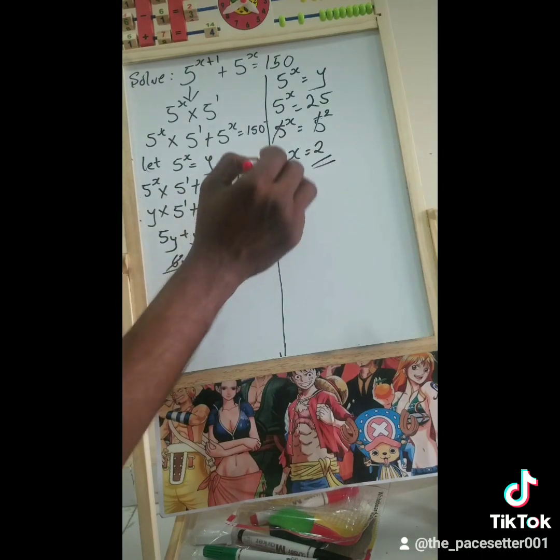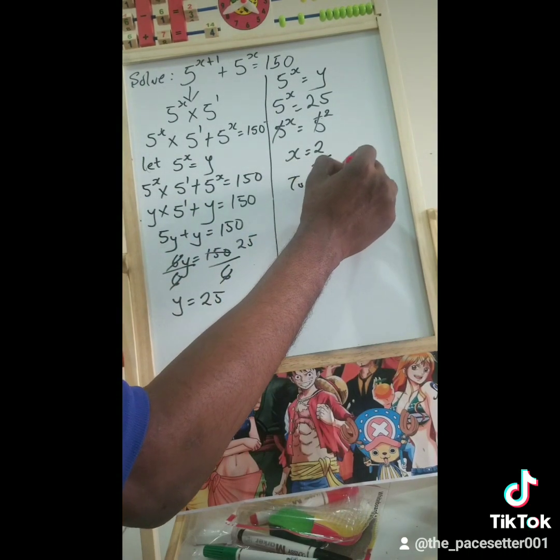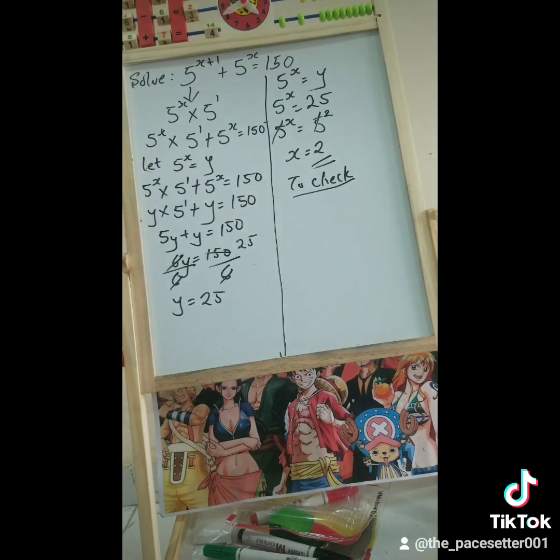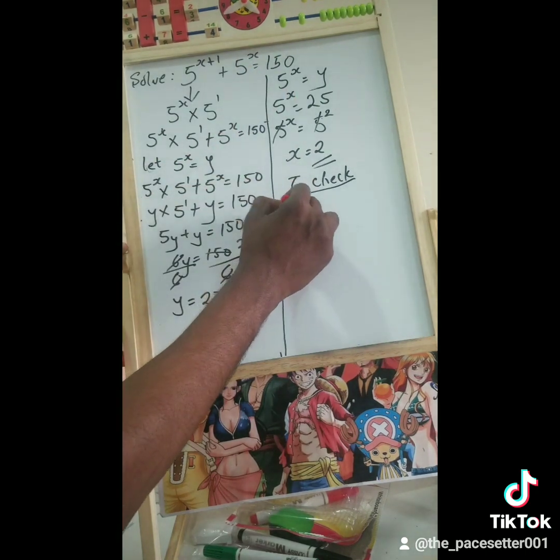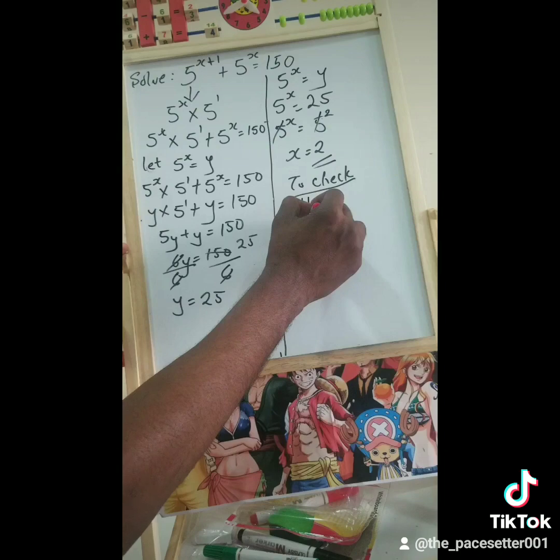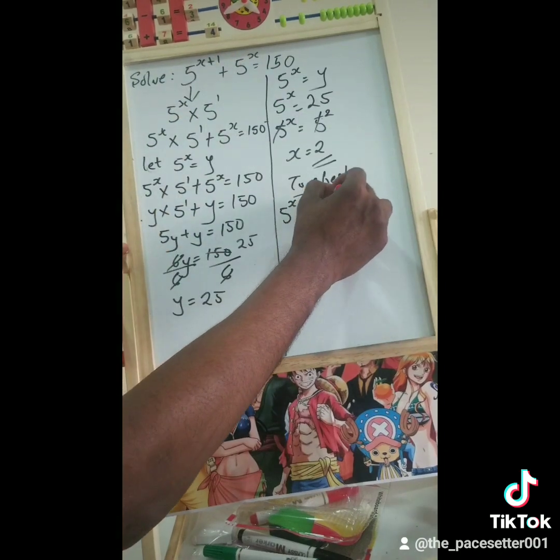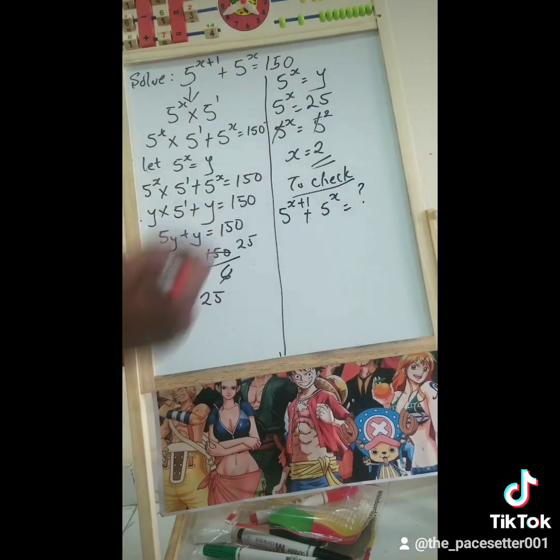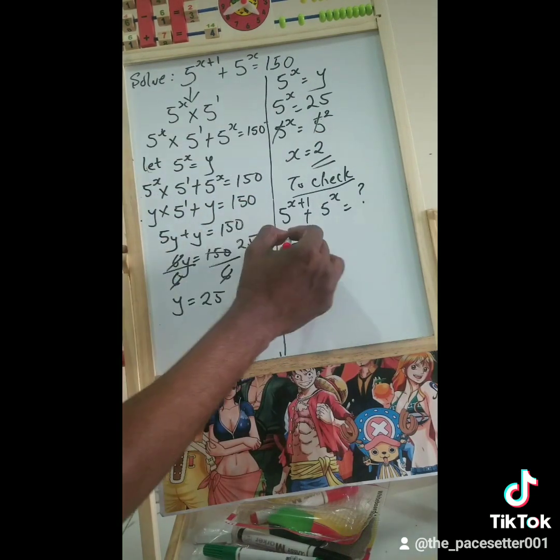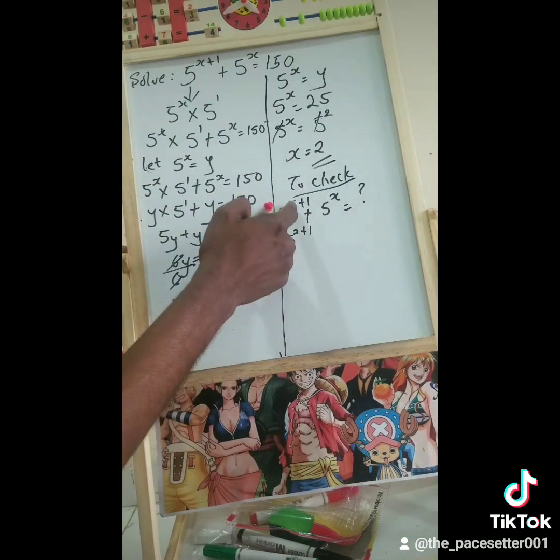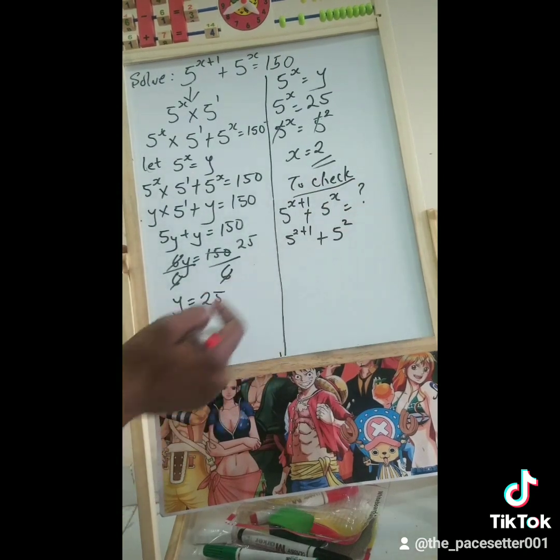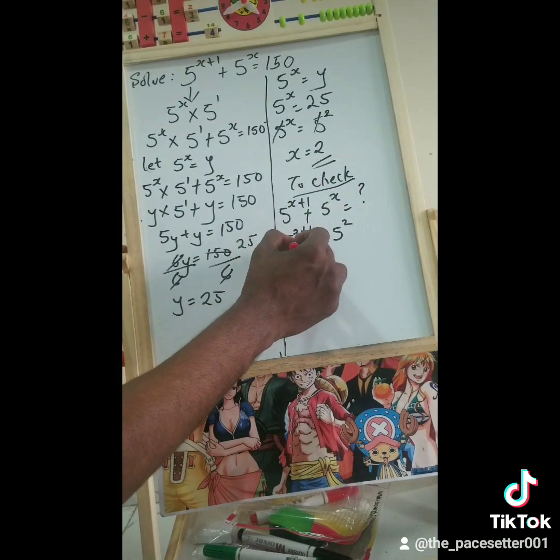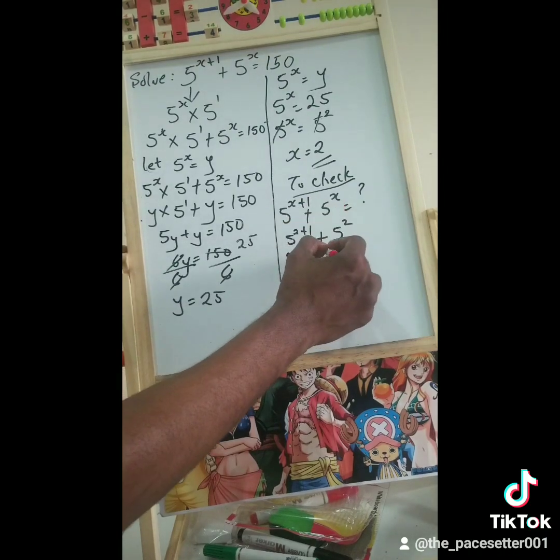Let's quickly do a check to see if our answer is right or wrong. We put the 2 anywhere we see x in the equation, then add and see if we get 150. We have 5 raised to the power x plus 1 plus 5 raised to the power x, and we want to get 150 back. Our x is 2. So we have 5 raised to the power 2 plus 1, then plus 5 raised to the power 2. 2 plus 1 is 3, then plus 5 raised to the power 2.